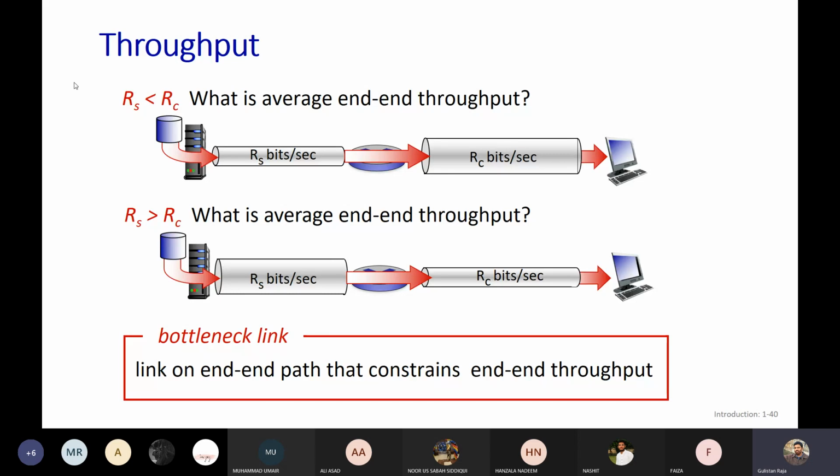But anyway, if you want to increase the average throughput, then you have to increase this Rs and you have to increase this Rc. So the constraint is the link. The constraint for end-to-end throughput is link throughput. For example, here this link Rs is small, so it is a constraint. And here Rc is small, so this is the constraint, right? So a link on the end-to-end path, like Rc here or Rs here, constrains the end-to-end throughput.